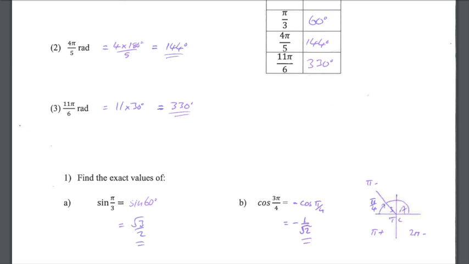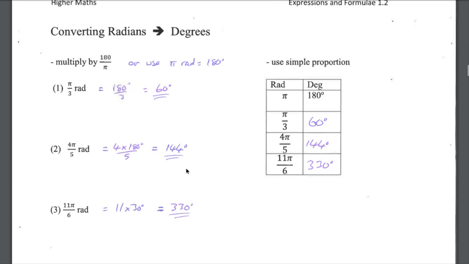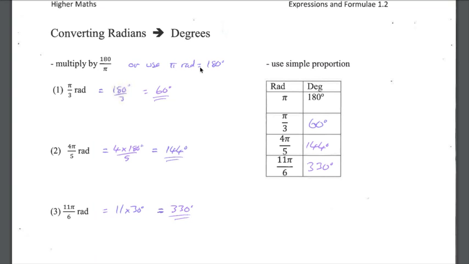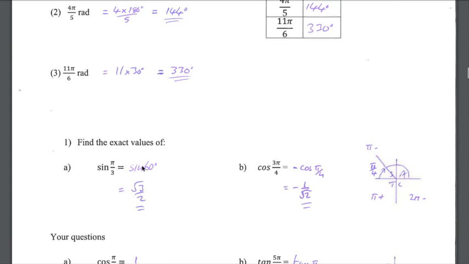Hi guys, so let's go over some exact value questions in the Higher Maths trigonometric expressions radian measure exercise. So we're going to try and evaluate the sine of pi by 3. Again, pi radians equals 180 degrees, so pi by 3 is 180 divided by 3, which is 60 degrees. So pi by 3 radians is 60 degrees.